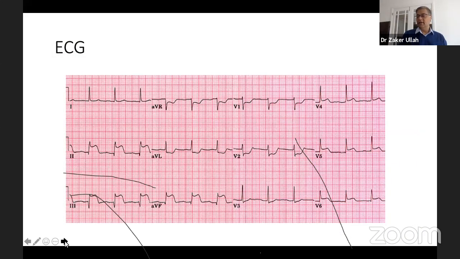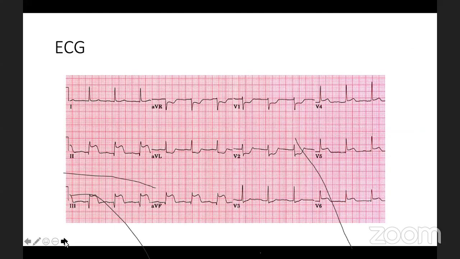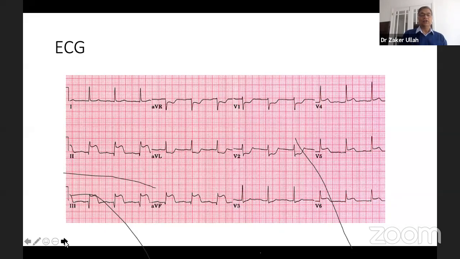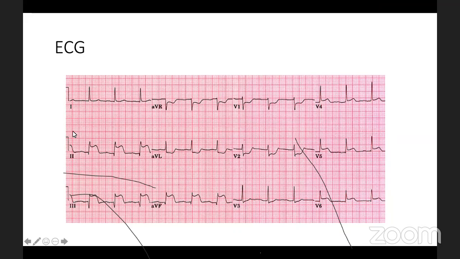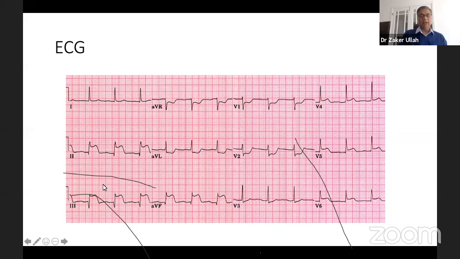Who can read that ECG? Surgeons can read the ECG as well, so don't think that surgeons can't. ST segment depressions in 2, 3 and AVF. Inferior MI. Okay. Good. This is lead 2, 3 and AVF. Why 2, 3 and AVF? Inferior MI, sir. Inferior MI, correct.